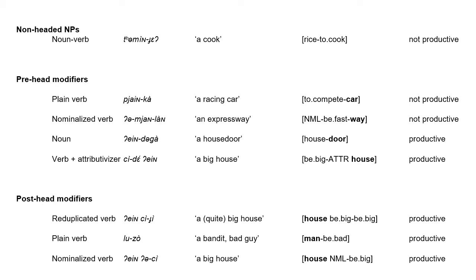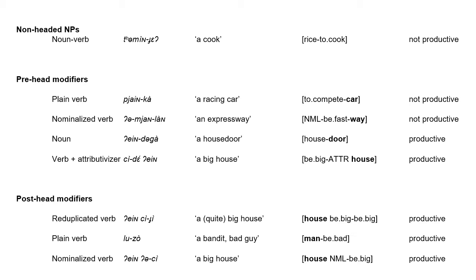Here is a brief overview of what we get in terms of noun phrase modifiers in the language. Non-headed modified noun phrases or complex noun phrases are of the type of teminje, a cook, which consists of rice and to cook, and there is no nominal head. Teminje is a person, but there is no noun here that would indicate the person. This kind is not productive and it's heavily lexicalized, so rather peripheral for our purposes here.